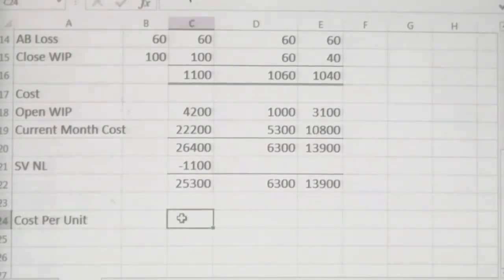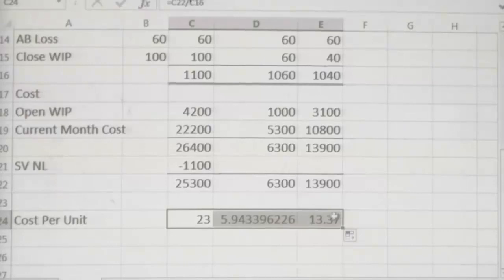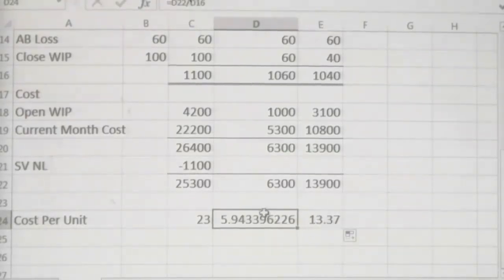What we have to do, we will take total cost, then we will divide by equivalent units. Then here we have 23. Let us take for other situation. Here 5.9, here 13.3. Now, this 5.9 we can round it as 6, or we can use 5.94, right? Okay. Now, let us see the balance questions.